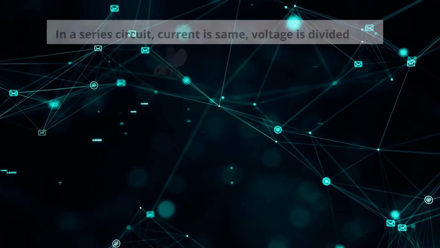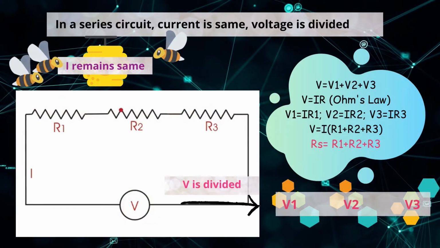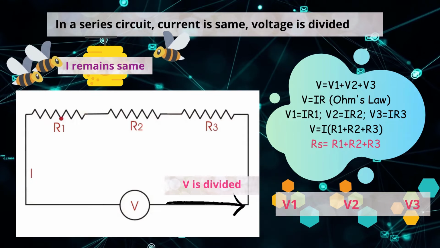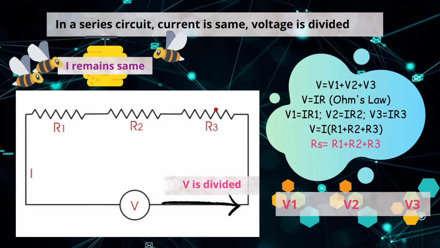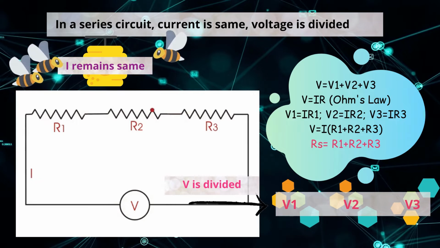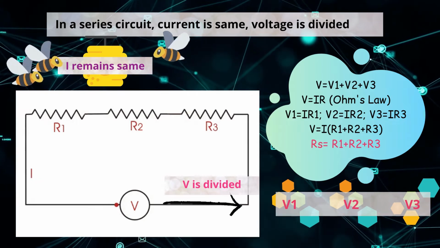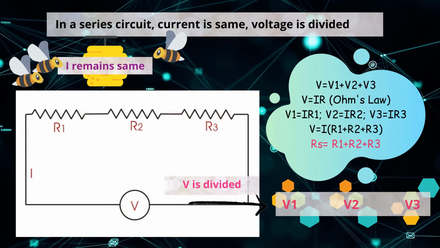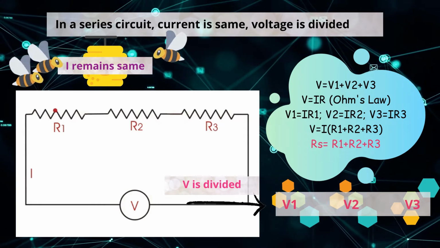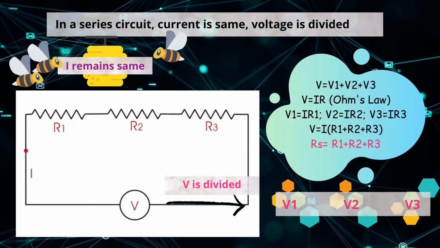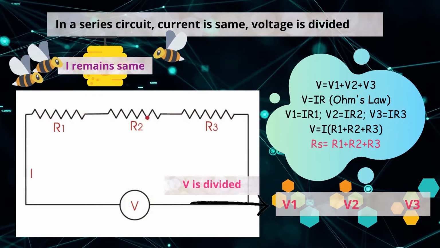Now how does the circuit actually operate? In a series circuit, the current remains the same throughout the circuit, but voltage gets divided. The total voltage across the circuit is equal to the sum of the individual voltage drops across each component. To understand that, look at the circuit shown. It has three resistors R1, R2 and R3. The total voltage V gets divided across these resistances as V1, V2 and V3.